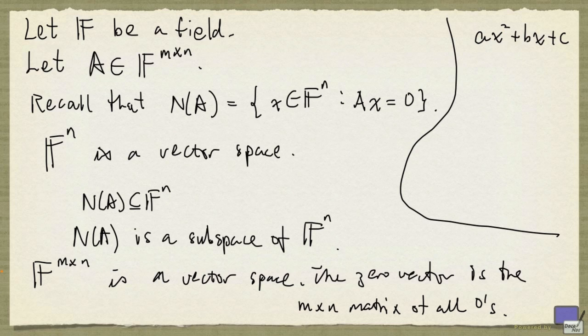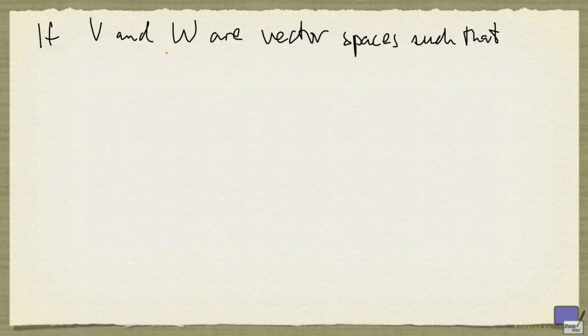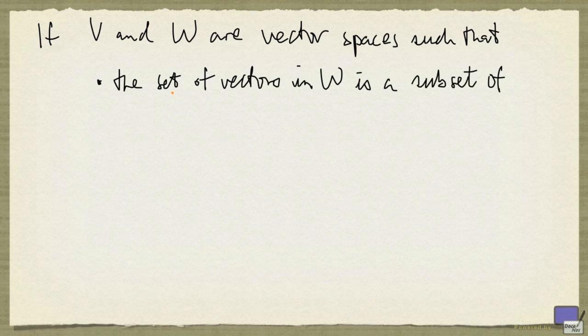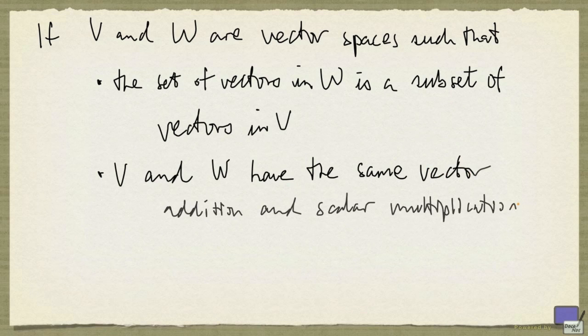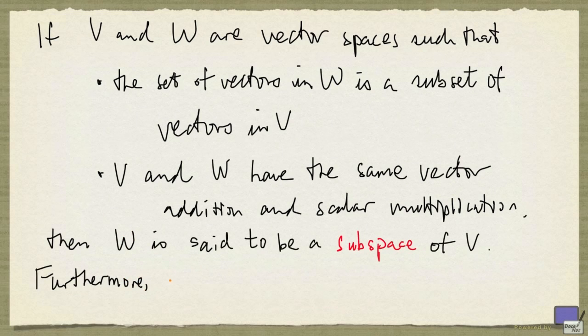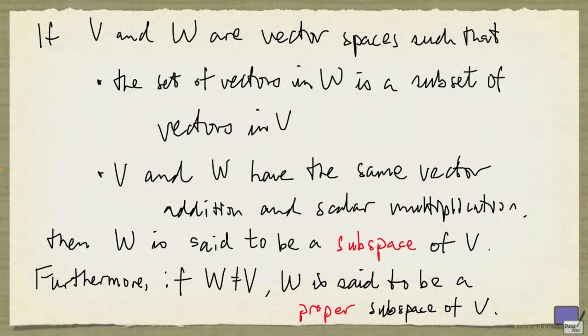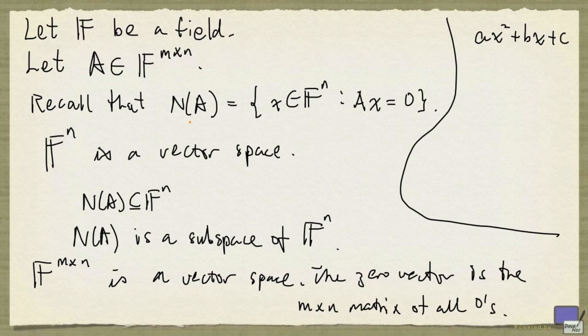So what is a subspace? Suppose that V and W are vector spaces such that the set of vectors in W is a subset of vectors in V, and V and W have the same vector addition and scalar multiplication. Then W is called a subspace of V. Furthermore, if W is not equal to V, W is said to be a proper subspace of V. So in the case of a null space, unless the matrix has all entries equal to 0, the null space is always a proper subspace.